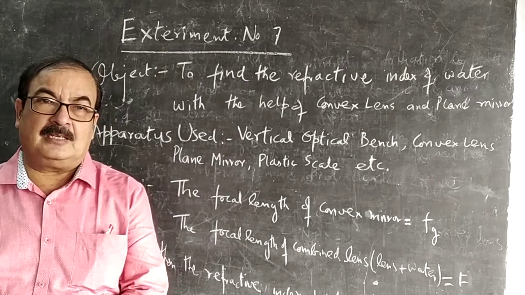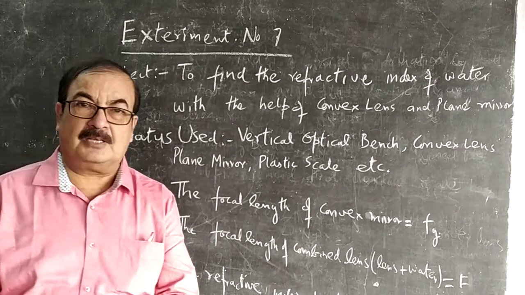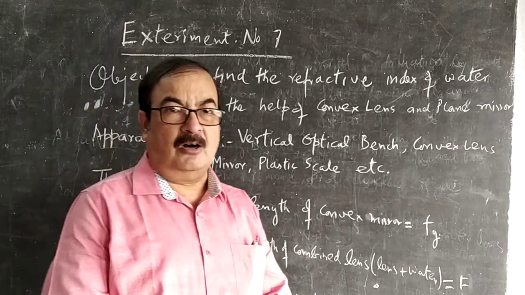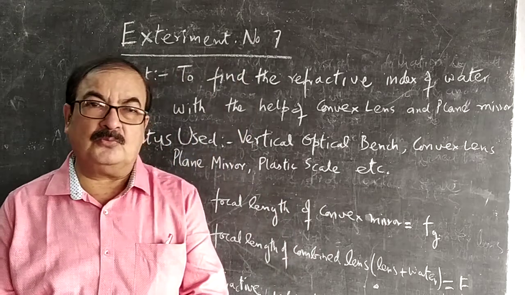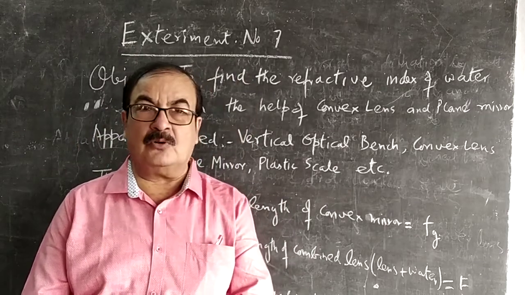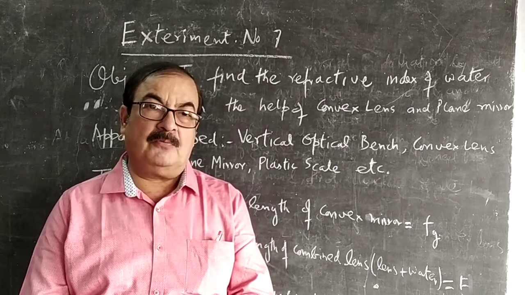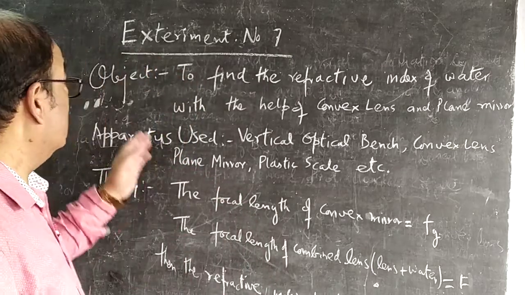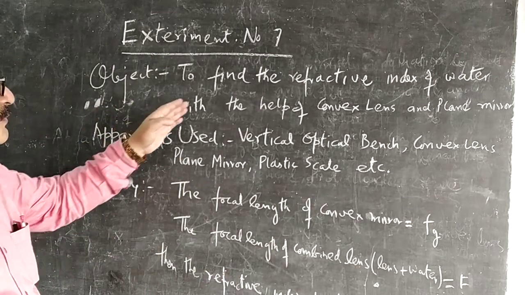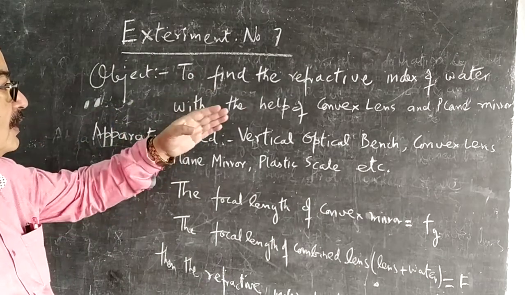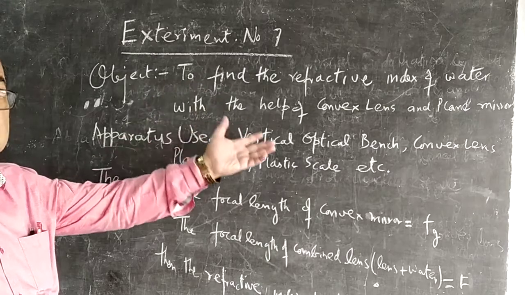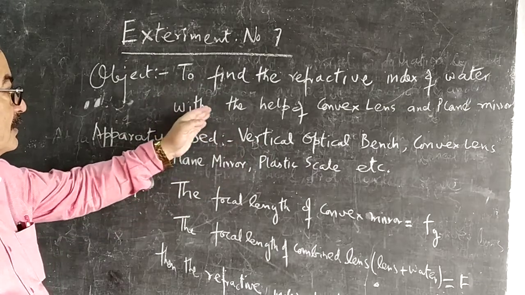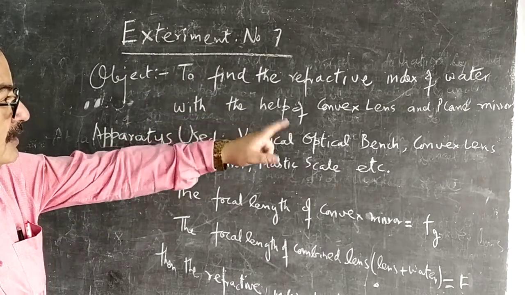Today we have to take experiment number 7 of class 12, and the object of this experiment is to find the refractive index of water with the help of a convex lens and plane mirror. Okay, let us see what is the main object, that is to find the refractive index of water with the help of convex lens and plane mirror.